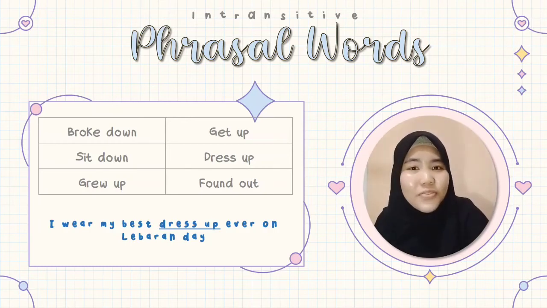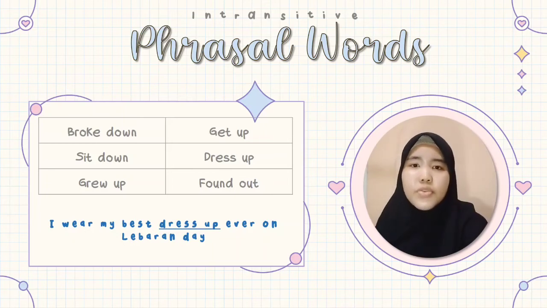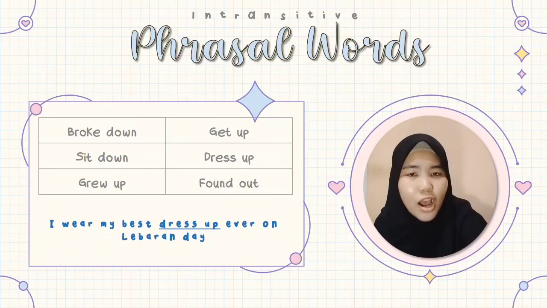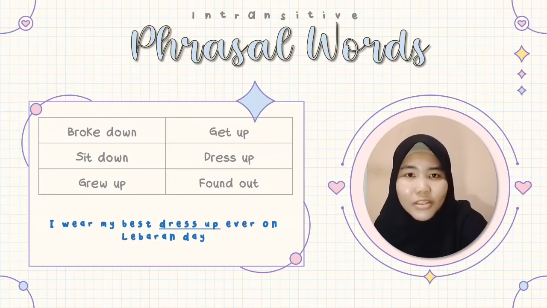Everyone, here we go to the first example based on the types. The first example comes from intransitive phrasal words. As you can see clearly on the screen, I divide the examples into examples in words and examples in sentences. For examples in words, we have broke down, get up, sit down, dress up, grew up, found out, and so on. For the example in a sentence: I wear my best dress up ever on Lebaran Day. So I underline the word dress up.